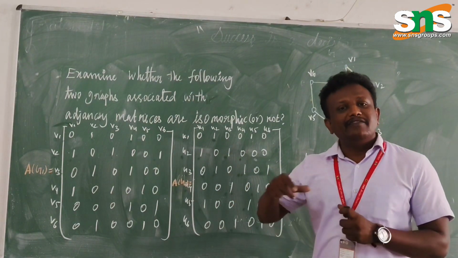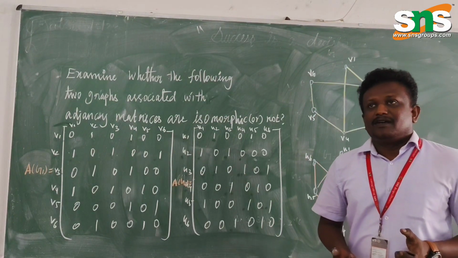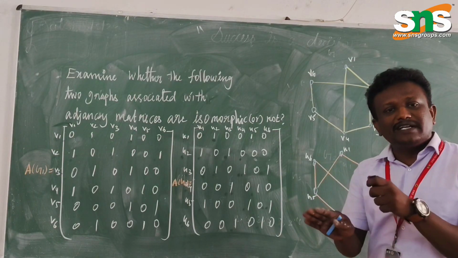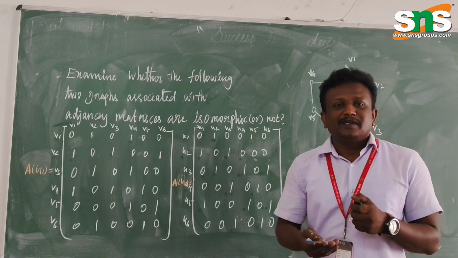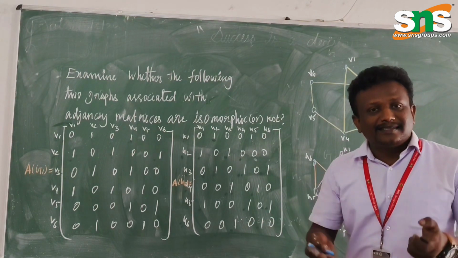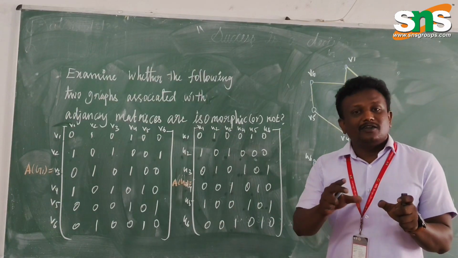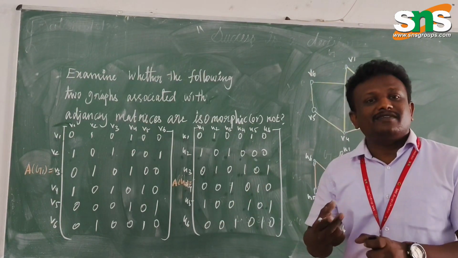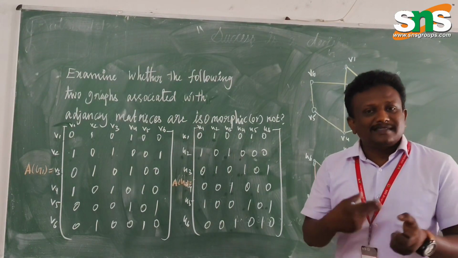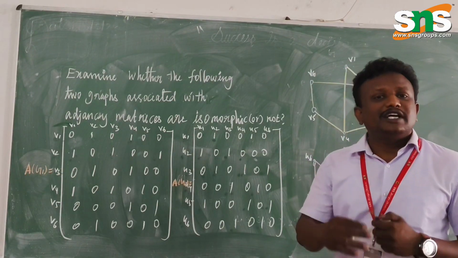Before we dive into solving this problem, let me have a quick review of what isomorphic means. For isomorphic, we are going to check whether these two given graphs are the same on the inside, though they are different on the outside. If they are the same on the inside, then we can say it is isomorphic. That we are going to check.